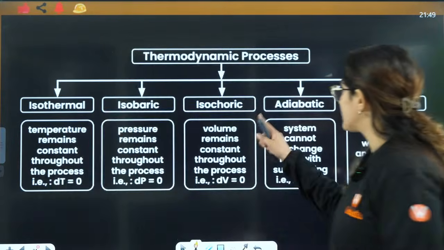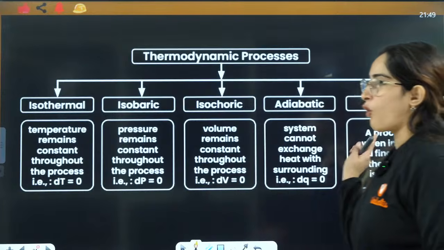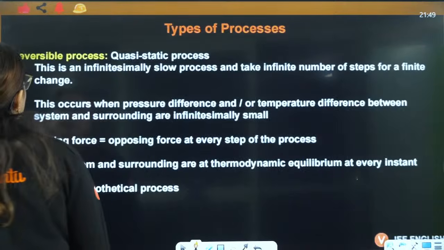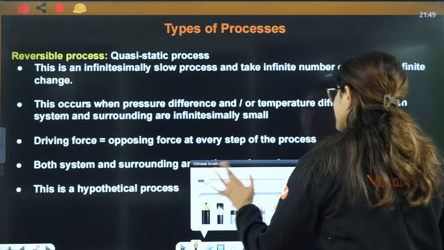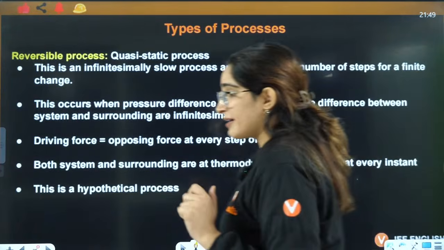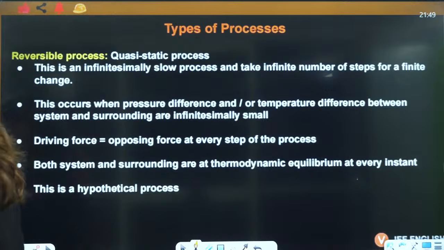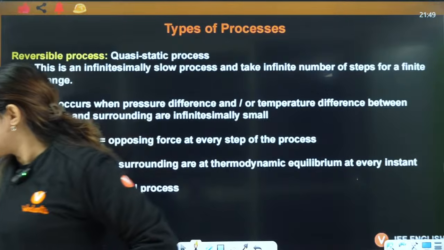Now, these are just the chart. You can go through this: isochoric, adiabatic, cyclic, all the processes are written here. Right? Then let's talk about reversible, irreversible. This is also a very important kind of process that students usually get confused in, right?